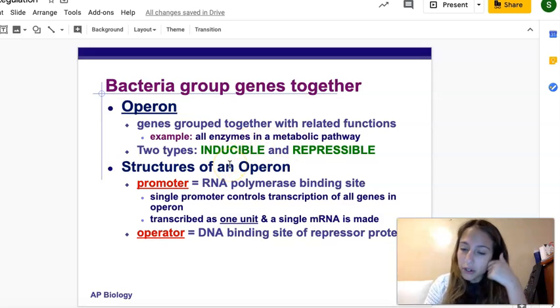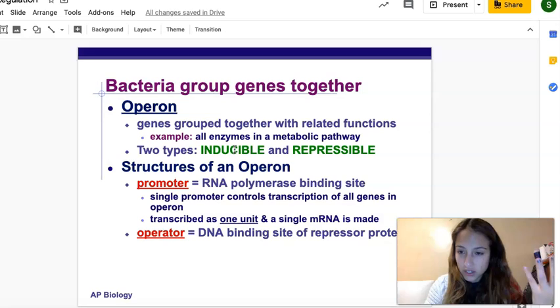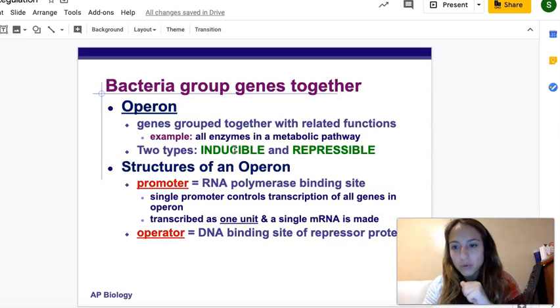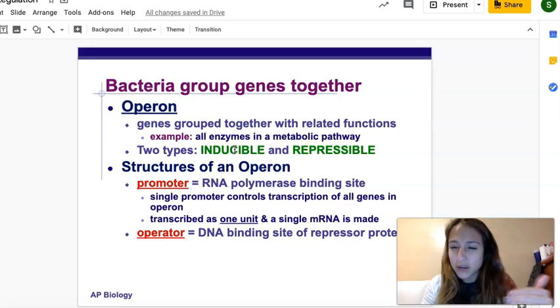So if you think about it logically, this makes a lot of sense, because when do you want to turn on some genes? You would want to turn on some genes whenever the chemical signal is something that you need to break. So for example, in one of the operons that we've talked about already, the lac operon, you guys are going to hear that lac operon is an inducible operon. The reason why it's an inducible operon is because its function is to break down lactose.